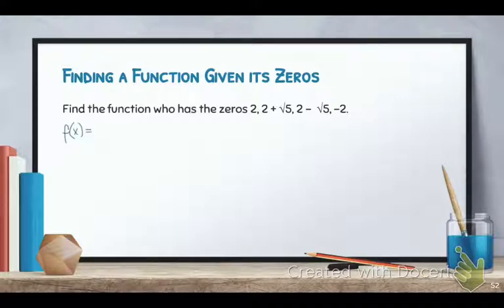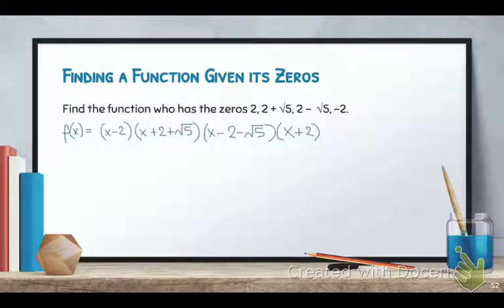So the first number I have is 2, so it would be x minus 2. The second binomial would be x plus 2 plus square root of 5. And then we have x minus 2 minus square root of 5. And then x plus 2. So now that we have all of these, now we can actually FOIL everything out, right?